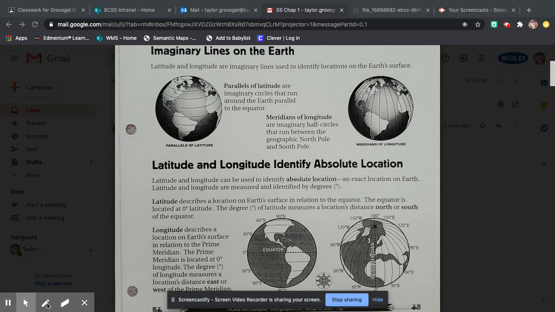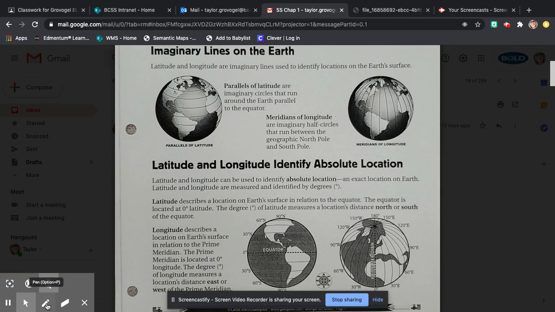So let's go ahead and we are going to highlight here. I'm going to pick a different color. The first thing that we need to really understand is that our parallel lines of latitude are whole circles that run parallel to the equator. So go ahead and highlight what I am highlighting. Now, a tip for highlighting is we don't need to highlight the whole entire page. Okay?